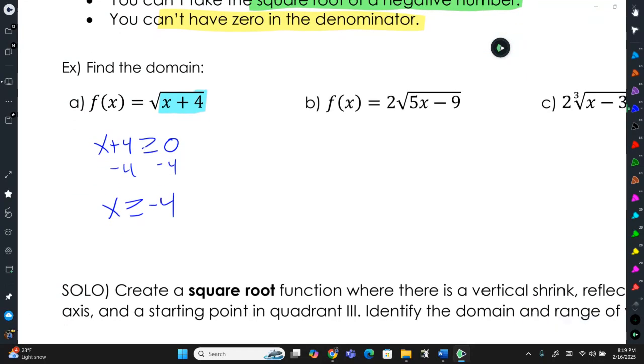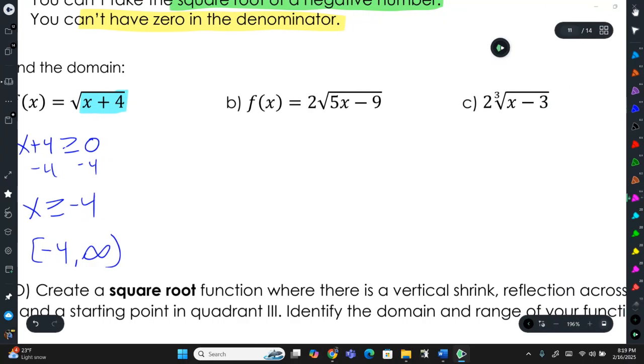That's called inequality notation, but we've always done interval notation and say negative 4, comma, infinity, because this inequality notation says x is greater than or equal to negative 4, so anything bigger than negative 4. In this interval notation, that's saying from negative 4 all the way to positive infinity. Well, negative 3, negative 2, negative 1, those are all bigger than negative 4. So they mean the same thing.